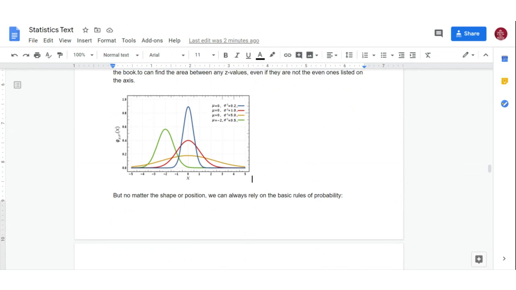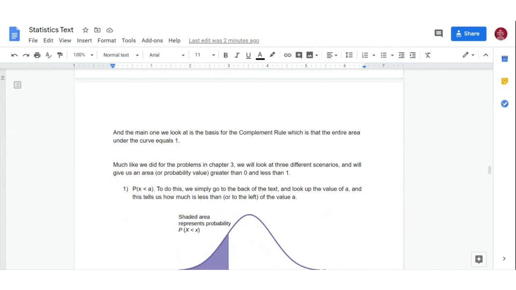So the complement rule is the one that we're going to be using the most here, because everything in there has to add up to 1 underneath that curve. Because that curve, that area, represents probability. Now, there's 3 different scenarios, just like things in chapter 3 and chapter 5, in that you got a less than, you got a greater than, and you got a between.